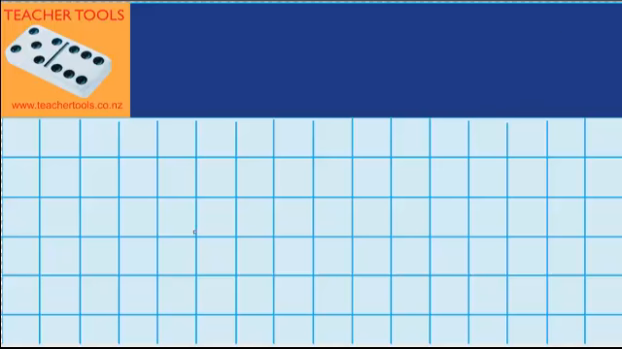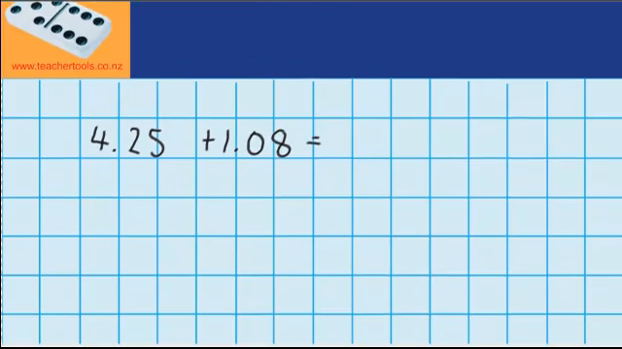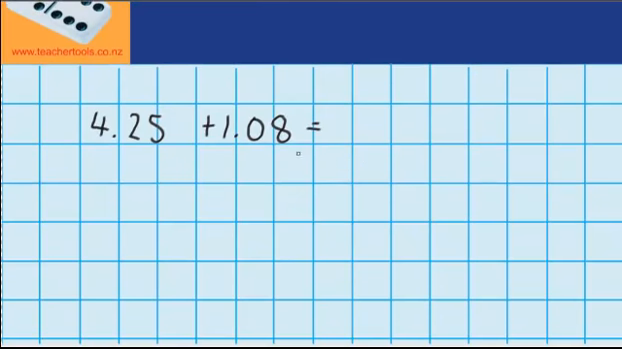Let's start with this question here. 4.25 plus 1.08. This strategy is similar to the Year 7 strategy in that we're trying to change one of these numbers to the nearest whole number. Well, 1.08 is the number that's closest to a whole number. The closest whole number is 1.